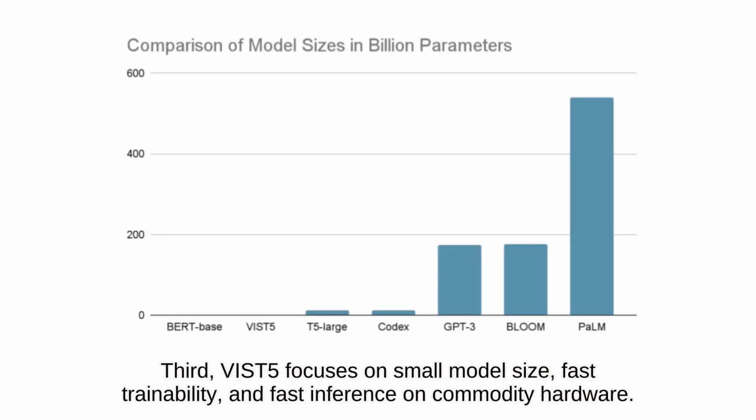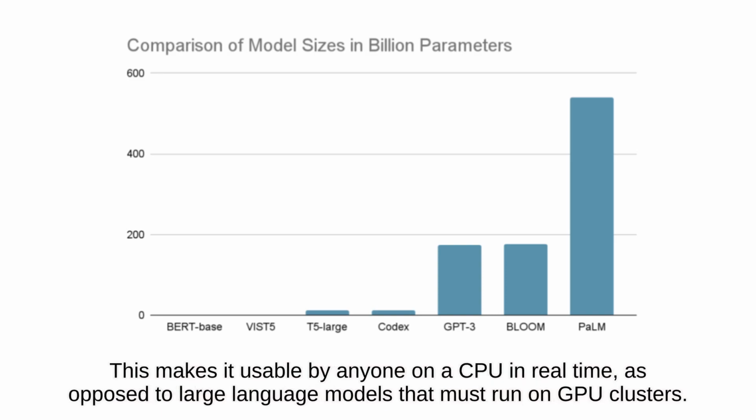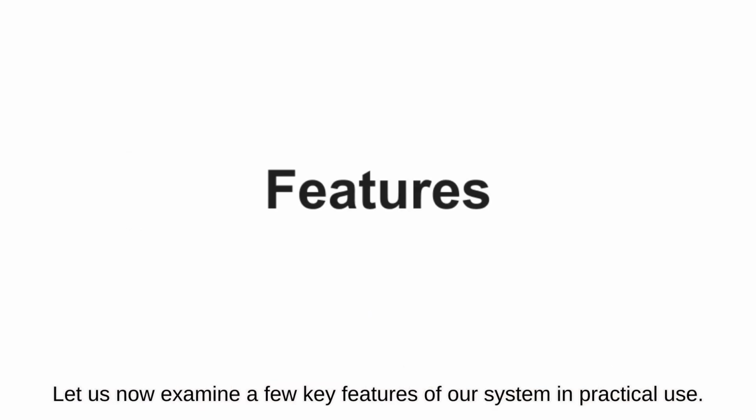Third, VIST5 focuses on small model size, fast trainability, and fast inference on commodity hardware. This makes it usable by anyone on a CPU in real time, as opposed to large language models that must run on GPU clusters. Let us now examine a few key features of our system in practical use.